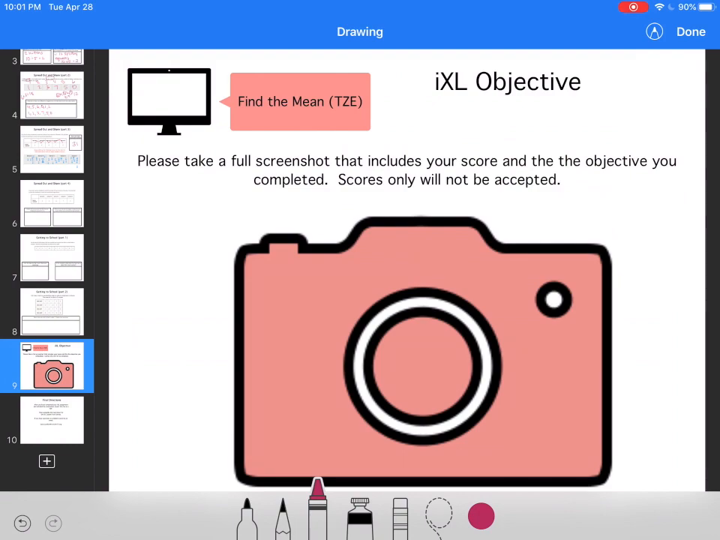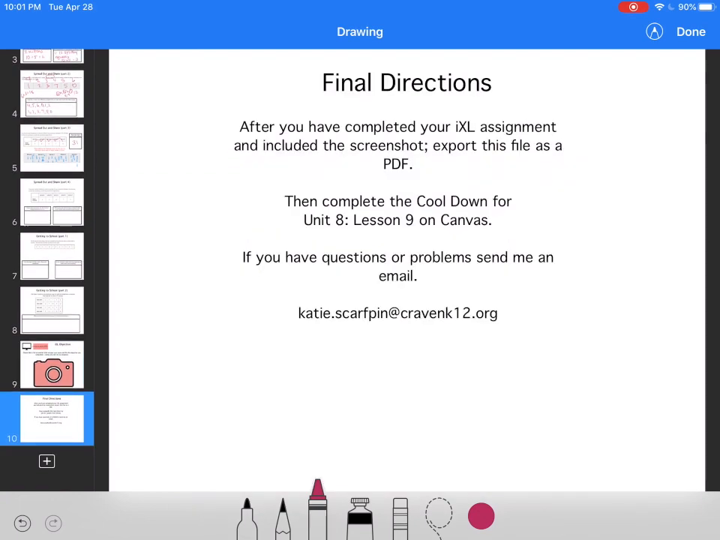So now I need you to go ahead and find the mean using your IXL objective, and I need you to take a full-size screenshot. Then I need you to go to your Canvas, export it as a PDF, and then go ahead and do your cool down. Let me know if you've got any questions.